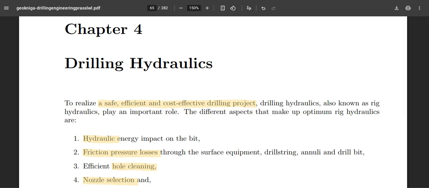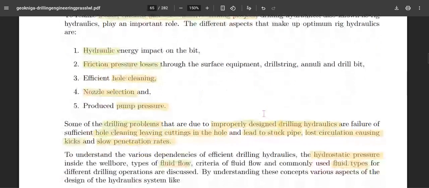So, in order to have an efficient, safe, and cost-effective drilling project, proper drilling hydraulics has to be selected, and it plays a very important role. If the drilling hydraulic design has not been properly done, then it leads to improper hole cleaning, and it leads to borehole problems like stuck pipe, lost circulations, and slow penetration rate.